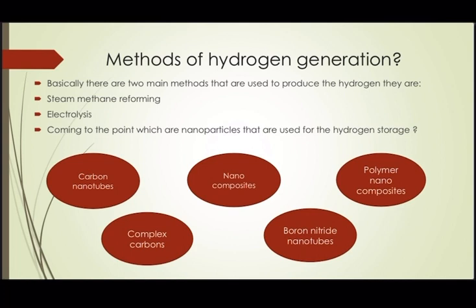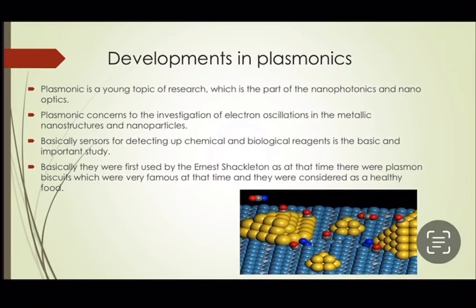Coming to the nanoparticles that are used for hydrogen storage. Basically, this is a question the audience wants to know: which nanoparticles are used for hydrogen storage? They are carbon nanotubes, nanocomposites, complex carbons, boron nitride nanotubes, and polymer nanocomposites.